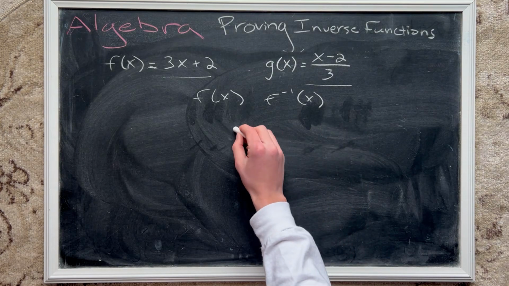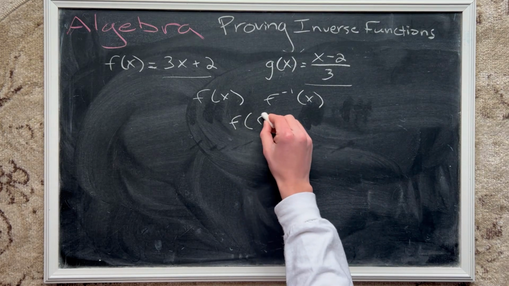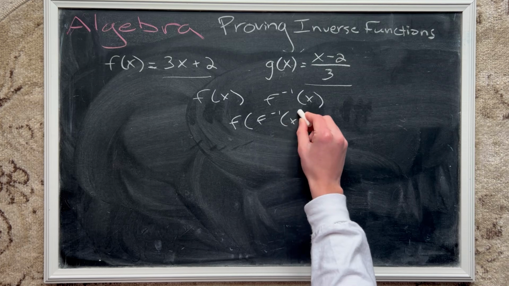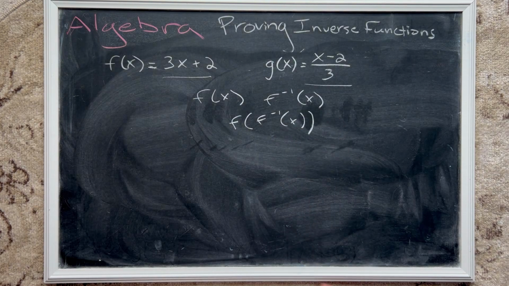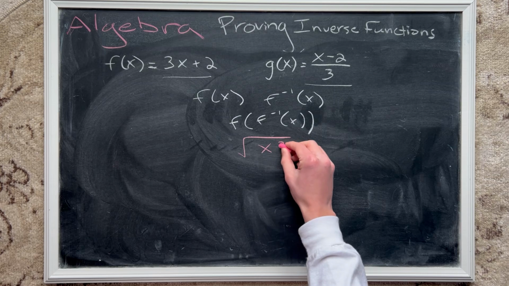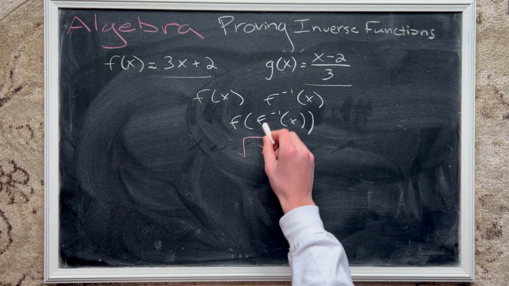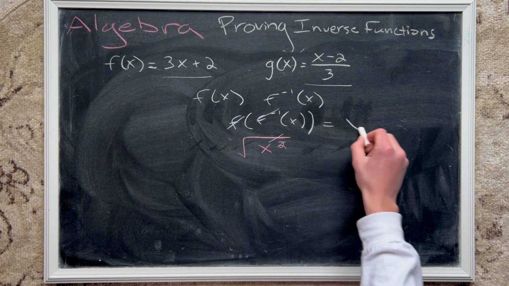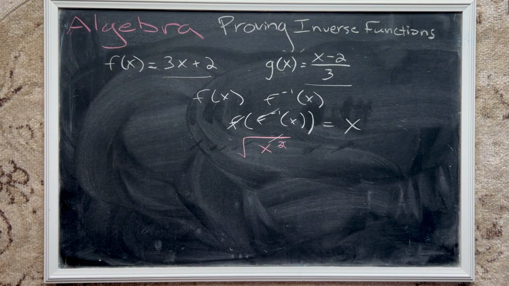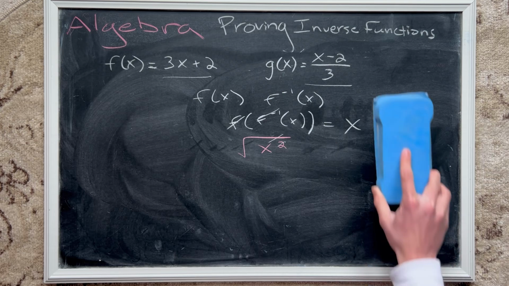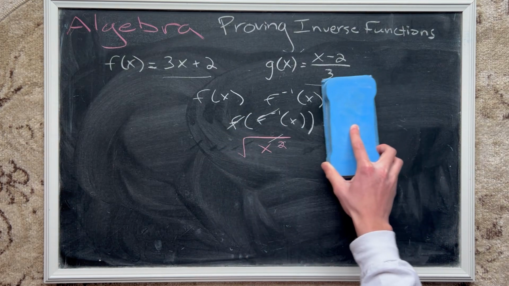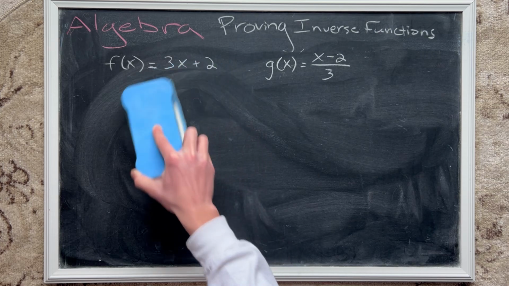if we do a sort of composition, if we plug one into the other, we can see that, kind of like a square root and a square, these undo each other. So these should undo each other, leaving us with x. So that is what a true inverse function should do. So our goal is basically to use this composition. So I'll show you how that works.